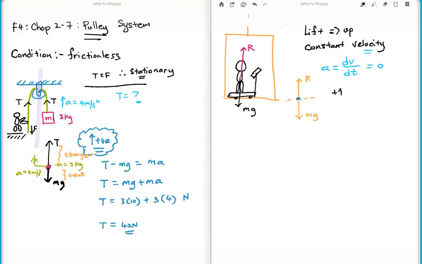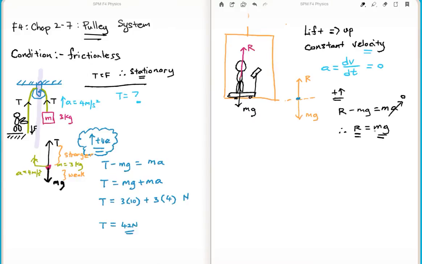Taking positive upwards: R minus mg, what else? The total is ma. Right, this is the general equation. But since a is 0, therefore R equals mg. So when the lift is not moving and you put a scale onto it, the value the scale shows is actually the true value of your weight.